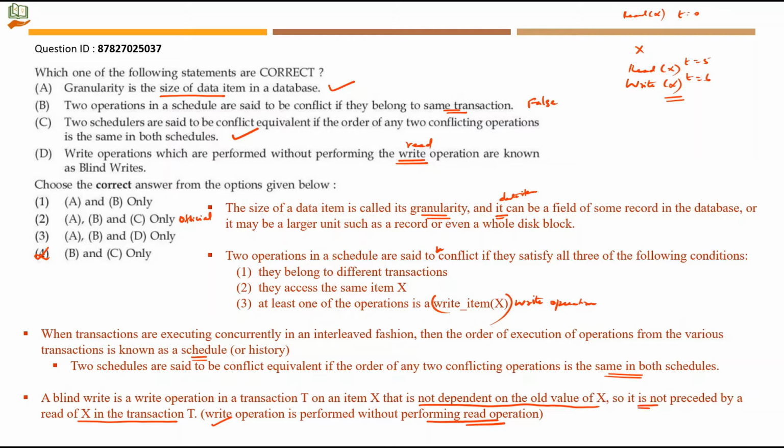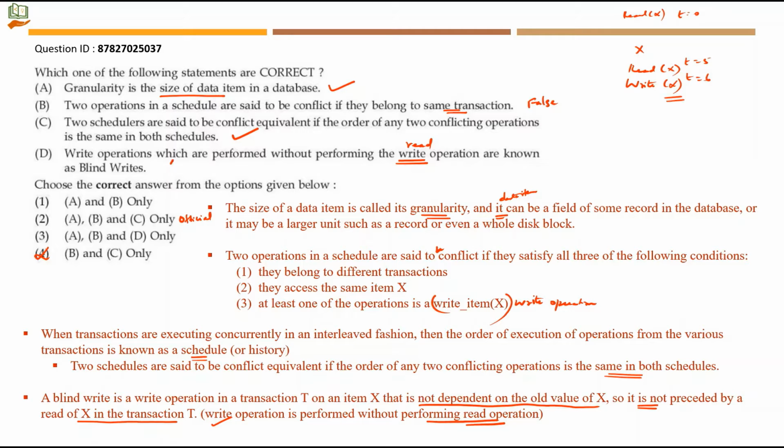So they say it is not preceded by a read, it is not dependent on the old value of X, that is the read of X. Instead, it is blindly writing it. So whenever you want to update, you have to first go with the read operation, is what they say. When the read is missing, it becomes a blind write.